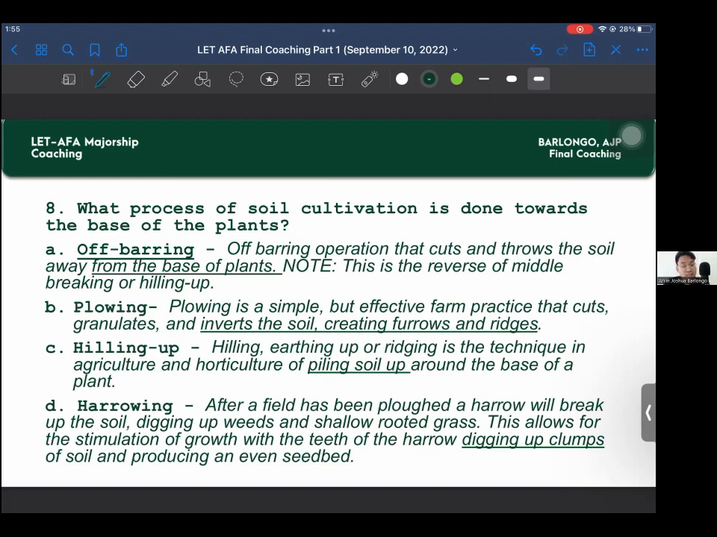Okay, so ang plowing naman, plowing is a simple but effective farm practice that cuts, granulates, and inverts the soil. Parang pagpulbura ng lupa. And of course, yung harrowing is next sa plowing, ito yung next step. It will break up the soil, digging up weeds and shallow rooted grass. Binibreak din niya yung mga malalaking bloke ng soil sa isang farm. So you should also study these different terms kasi ito ay nasa crop science, specifically sa land preparation. Ito yung mga ginagawang operation bago magtanim ng mga halaman natin at saka kapag nandun na rin yung mga halaman natin. So take note of these different terminologies.